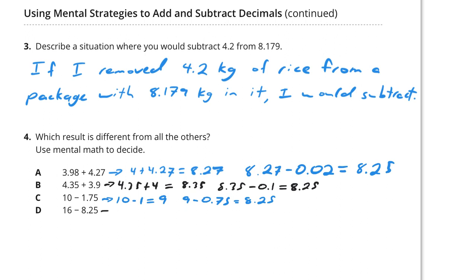Let's do it one more time and see if we get the same answer. So 16 take away 8.25. I'm going to do it in parts again. 16 minus 8 is going to be 8. And then I take that 8 and I subtract 0.25. And I end up with 7.75, which is different from all the other ones. So it has to be D is the answer.